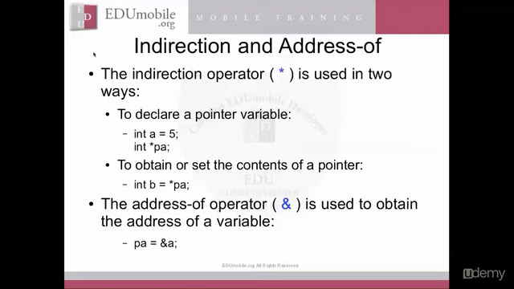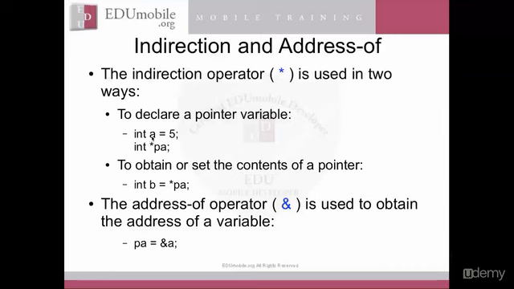So let's talk a little bit about these pointers. There are a couple of operators. The first one's called the indirection operator. The indirection operator is used in a couple of different ways, and it is the star operator. This is not multiplication. Used in this way, it's always a unary operator. It only has one argument. To declare a pointer variable is one way that we use the indirection operator.